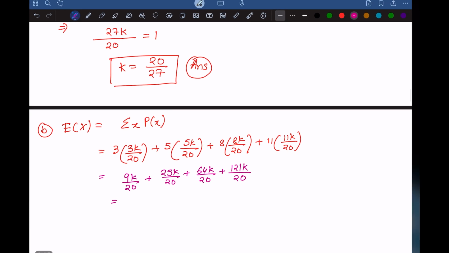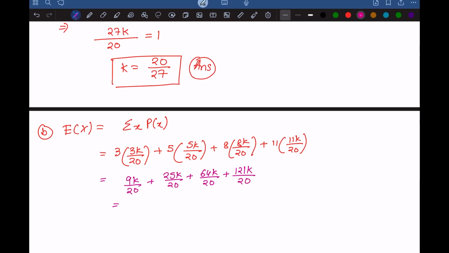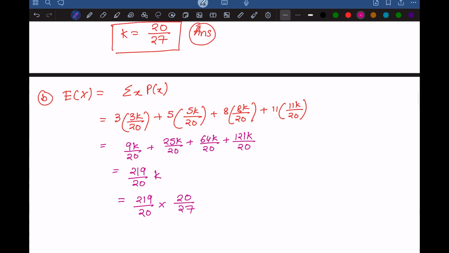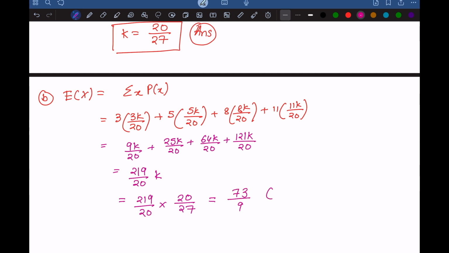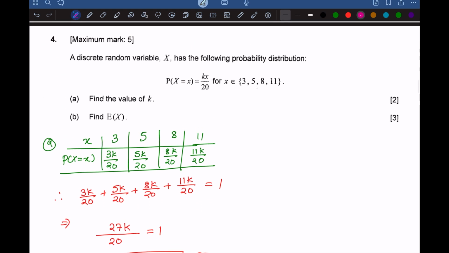Now, if I just simplify this, 9k over 20, this. If I add up the numerators, 25 plus 9 plus 64 plus 121, that's 219, so 219k by 20. And lastly, I can plug in the value of k, which is 20 over 27. So 20 will get cancelled out. So 219 over 27. I can divide 219 by 3, which gives me 73. So this is 73 over 9, which is the final answer of part B. And this is the expected value of this probability distribution.